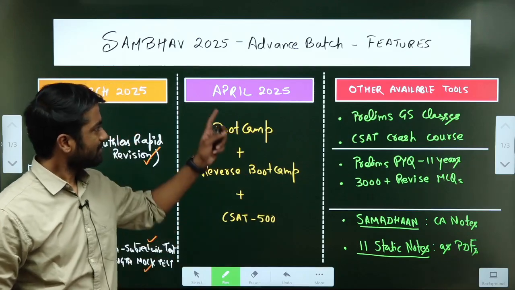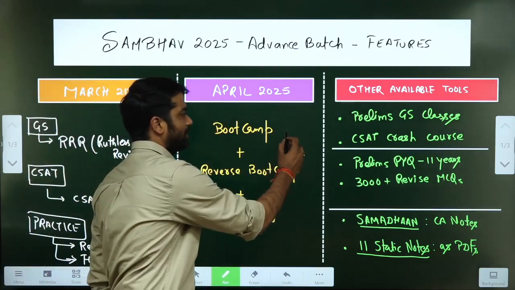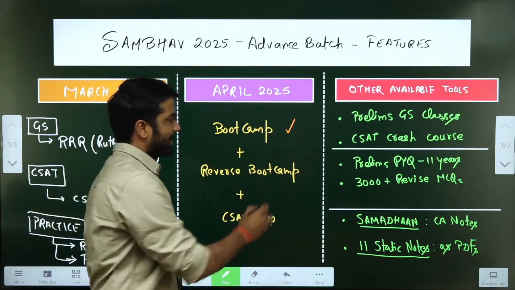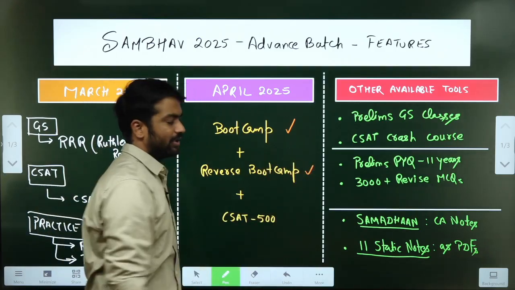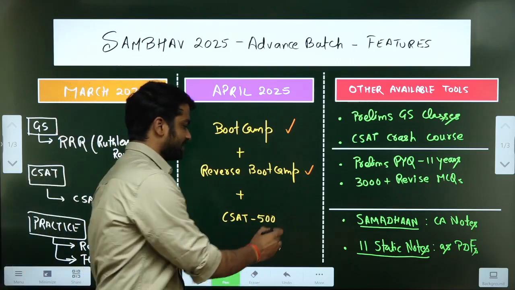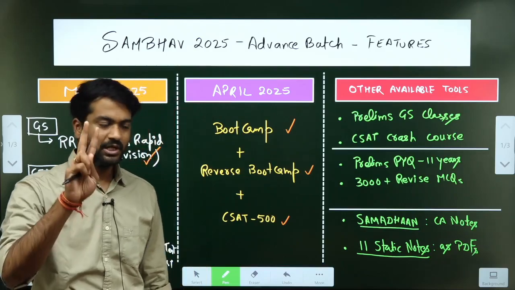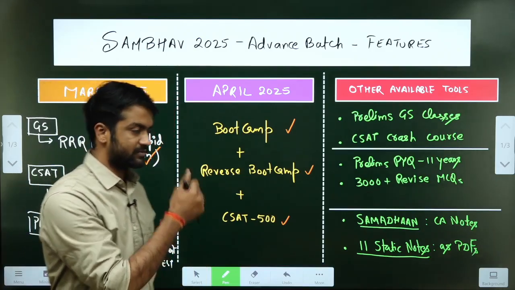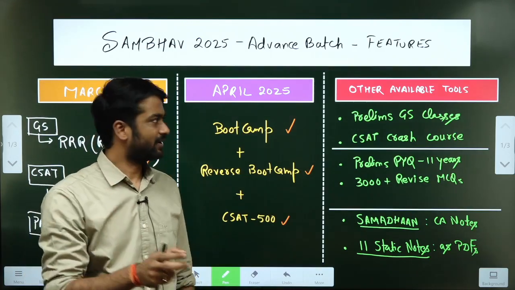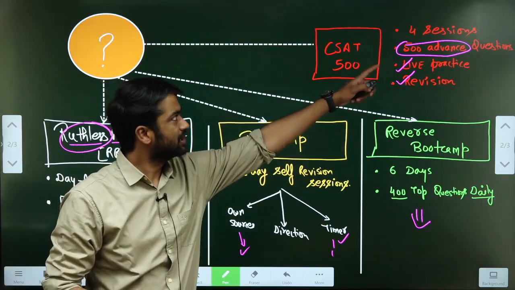Okay. In April, we will be doing boot camp, followed by a short break. Then we will be doing reverse boot camp. Then there are some sessions of CSET 500 also placed in April. So there are a total of 4 sessions. 2 sessions will be in March, 2 sessions will be in April of CSET 500. If you remember, there are 4 sessions of CSET 500.